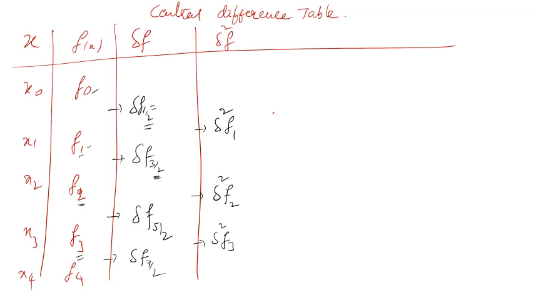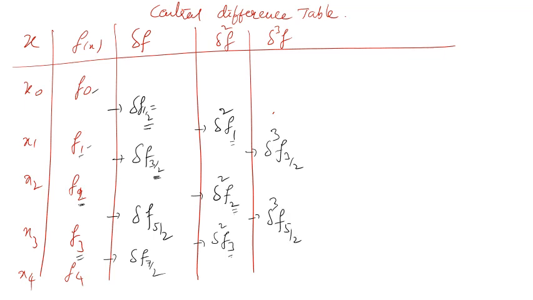Delta square f3. And third central differences, third order central differences, delta cube is now this part. What is this one? Delta cube of 2 plus 1 by 2, 3 by 2. And this is what? Delta cube f 3 plus 2 by 2, that is 5 by 2. This is over. Third order is over.